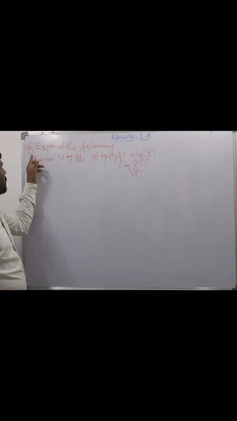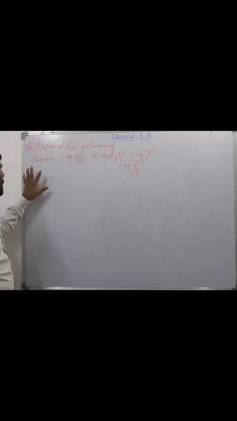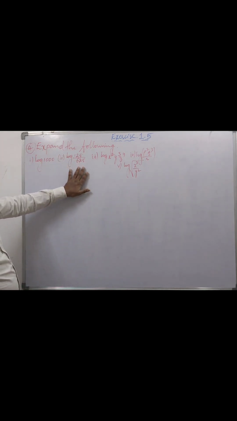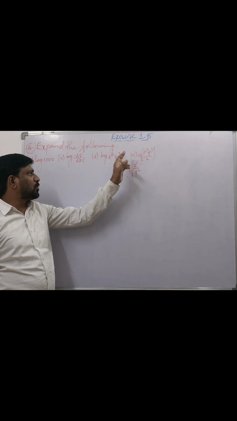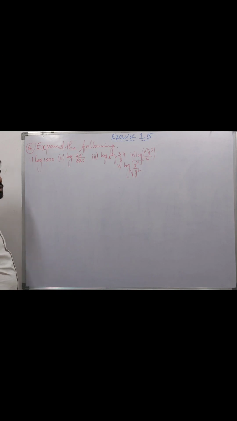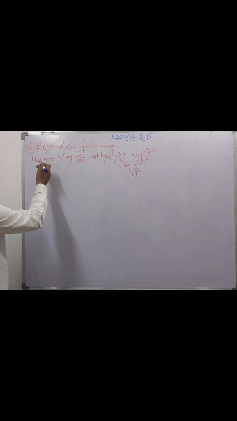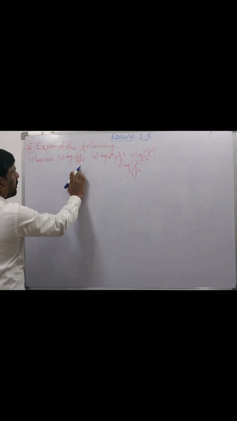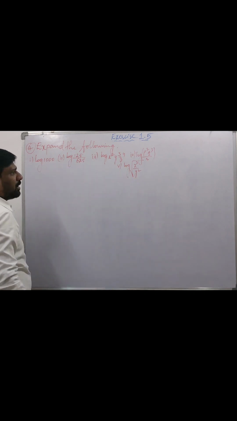Clear? Fourth problem, expand the following: log 1000, log 128 by 625, logarithm of 6 x square by 2 z power 4, log p square q by r, and the fifth one is logarithm of under root x cube by y square. Now it's very simple. For this problem and this problem, you need to do the same. In the previous case, we did prime factorization. Same procedure we need to follow here.